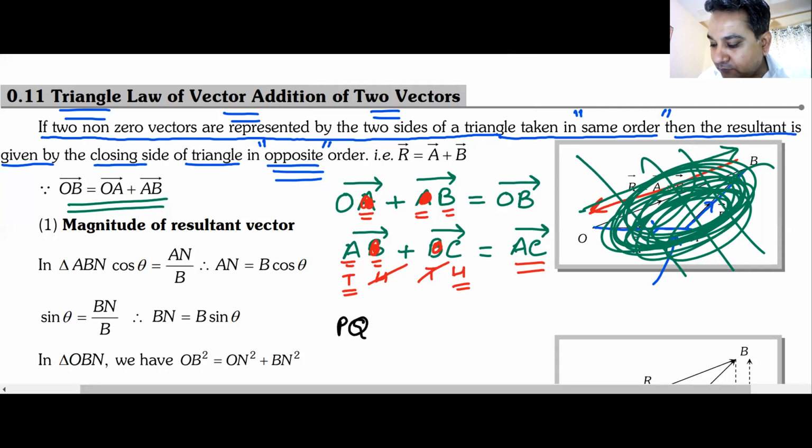PQ vector plus QR vector. PQ vector plus QR vector would be how much? I need more answers. PR. PR also stands for personal relation, but here it's not personal relation, it is PR vector.